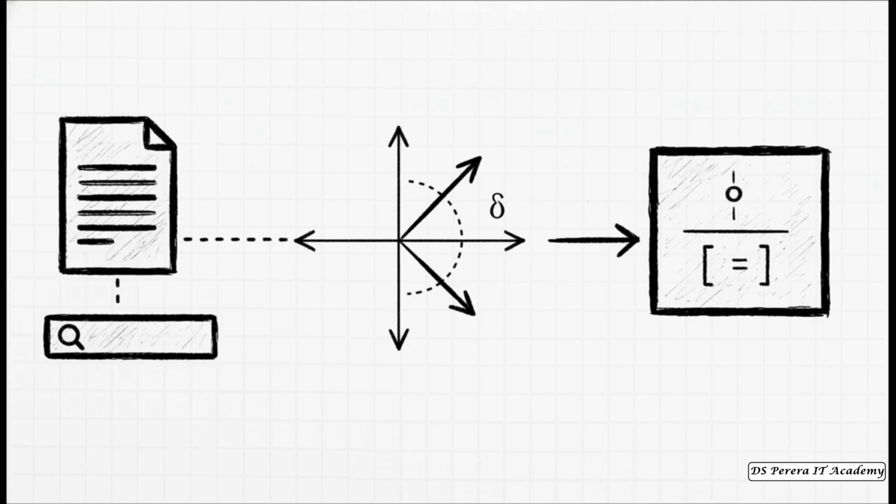So how does Google's PageRank algorithm actually work its magic? Well, first, it analyzes the web using what's called an adjacency matrix.